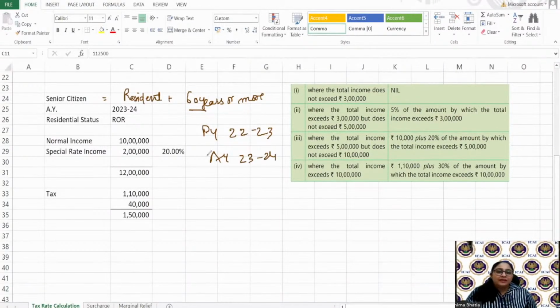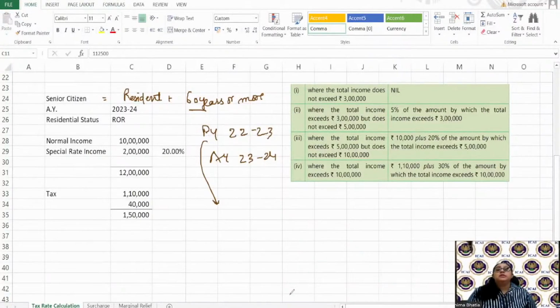So birthday तो calendar year के हिसाब से आता है, and in which time do we have to see the 60 years of age? Income is earned in the previous year, assessed in the assessment year. So in which year would he be turning 60? If in the previous year he turns 60, then he will be considered a senior citizen for the entire previous year.